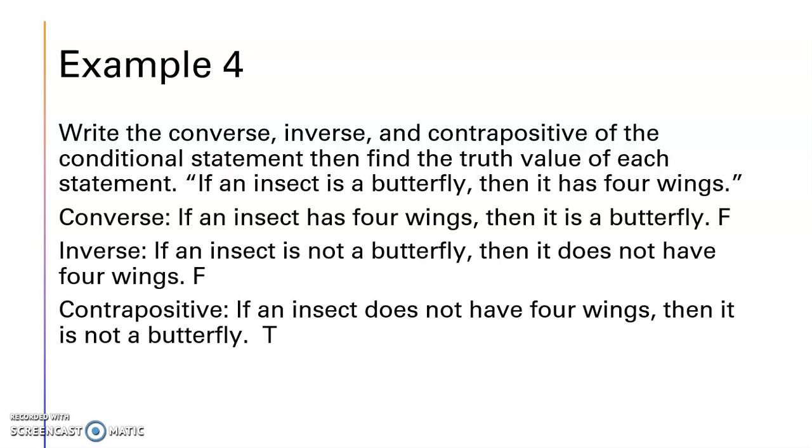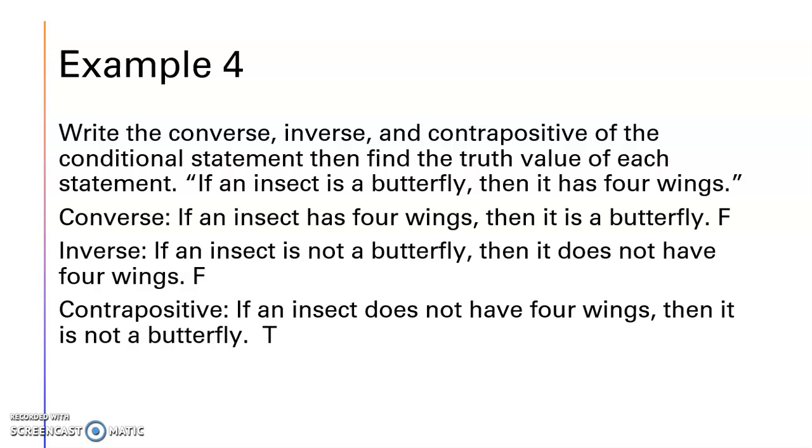The converse would be where you switch the order. So if an insect has 4 wings, then it is a butterfly, and that is false. Other insects have 4 wings, like a dragonfly. Dragonflies have 4 wings. A moth would have 4 wings as well.